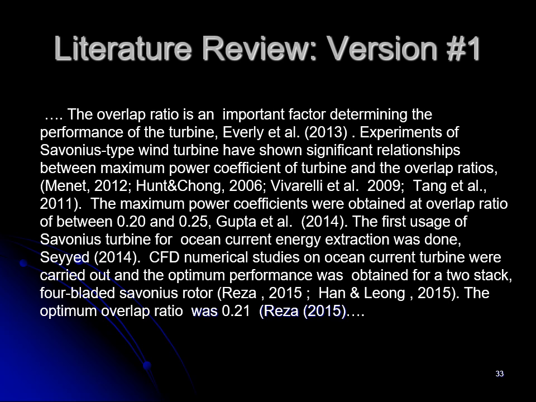This is an example of how someone wrote this part of the literature review using version 1. The overlap ratio is an important factor determining the performance of the turbine, and put the citations there. Experiments of 17 style have shown significant relationship. There are these people. Maximum power coefficient will be obtained at overlap ratio between 0.2 and 0.25.